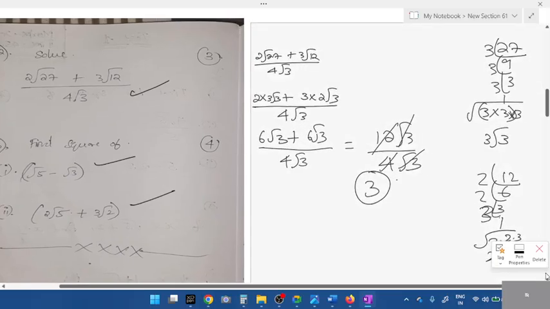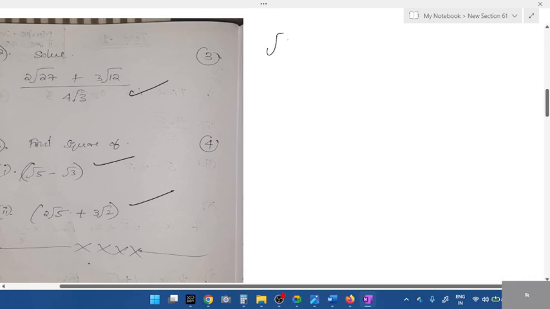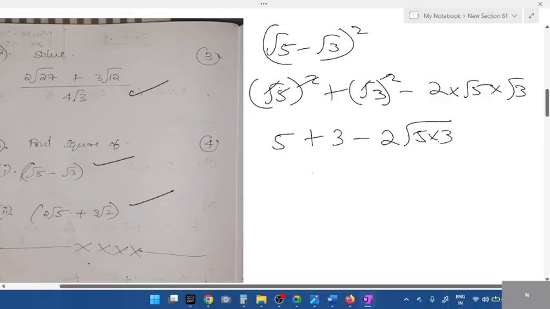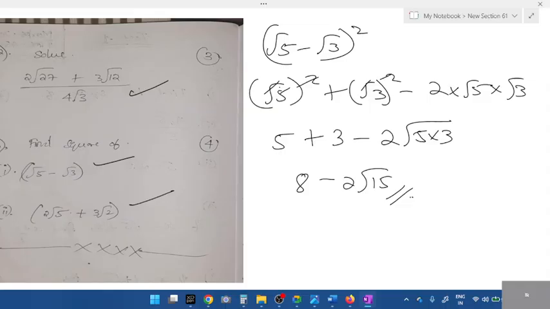Okay, next question. What should I apply? A plus b the whole square or a minus b the whole square? A minus b the whole square. So that is a square plus b square minus 2 into a into b. 2 into root 5 into root 3. You get 5 plus, if you cancel it, you get 3 minus. Multiplication, you can multiply 5 into 3, students. So 5 plus 3 is 8 minus 2 root 15. Is this the answer you all got? That's how you start. 8 minus 2 root 15.